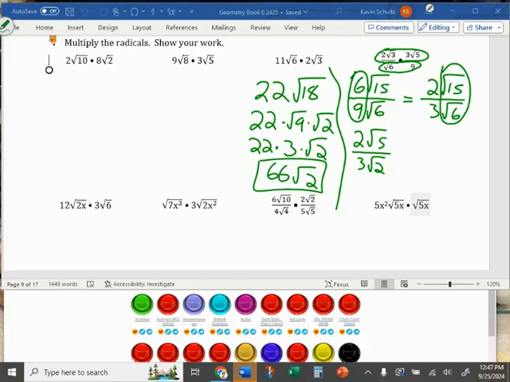Right? So once we did the multiplication, we first simplified the coefficients. 6/9 became 2/3. Then we simplified the radicals. 15/6 became 5 halves. We could have reversed that order, we got the same thing, it doesn't really make a difference.